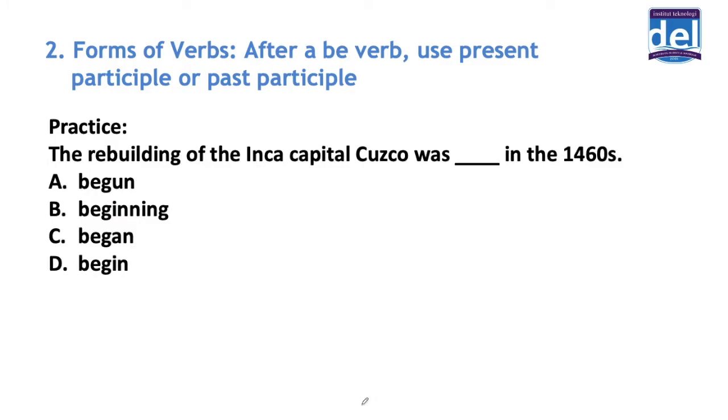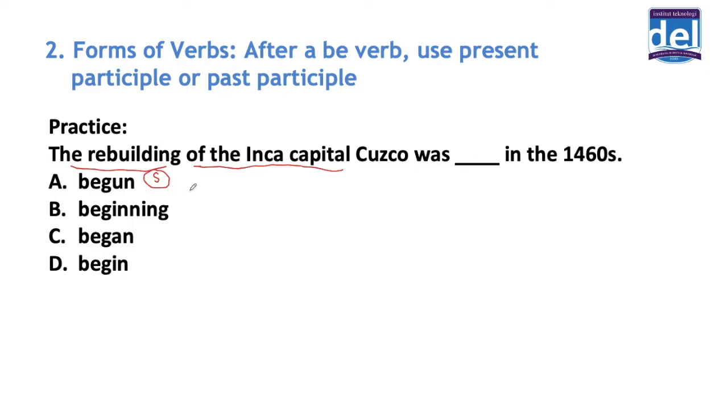Now look at this practice. Analyze the sentence and determine what is missing. So this is the subject, the rebuilding. Kind reminder everyone, of the Inca capital is not the subject. It is object of preposition. This is preposition, yeah? So this is object of preposition. It cannot be the subject. So this is the subject, the rebuilding. And we've got a B here, was.